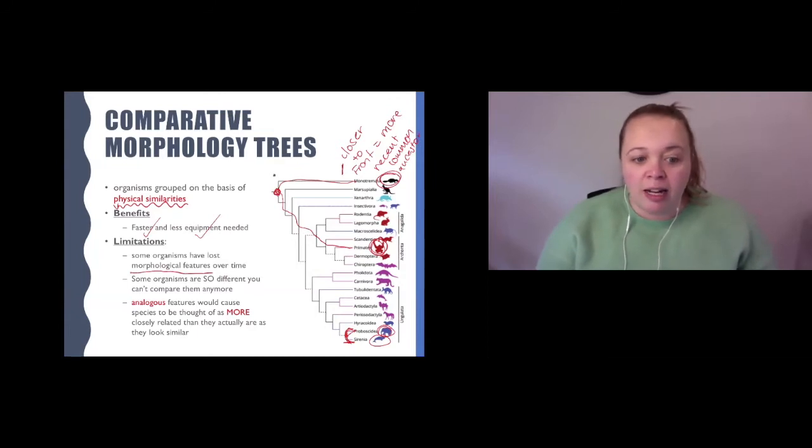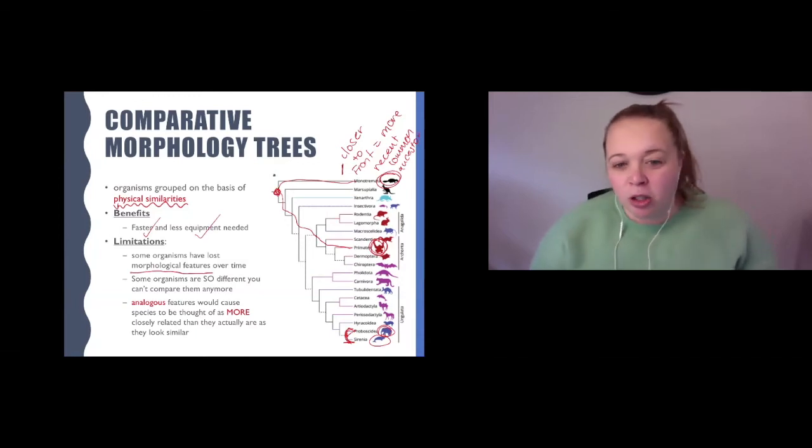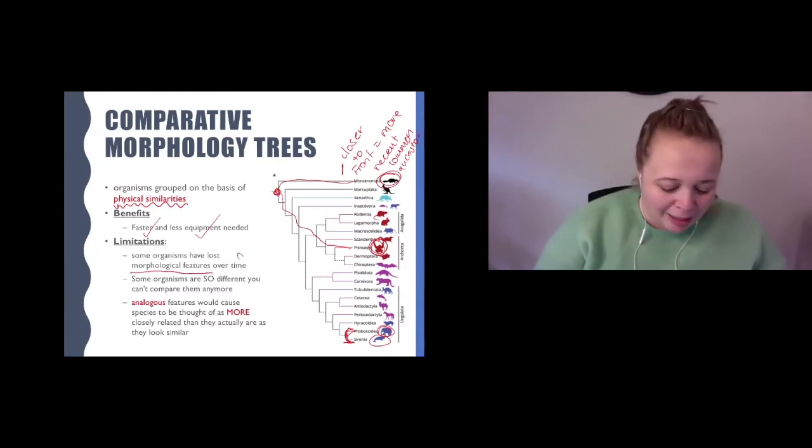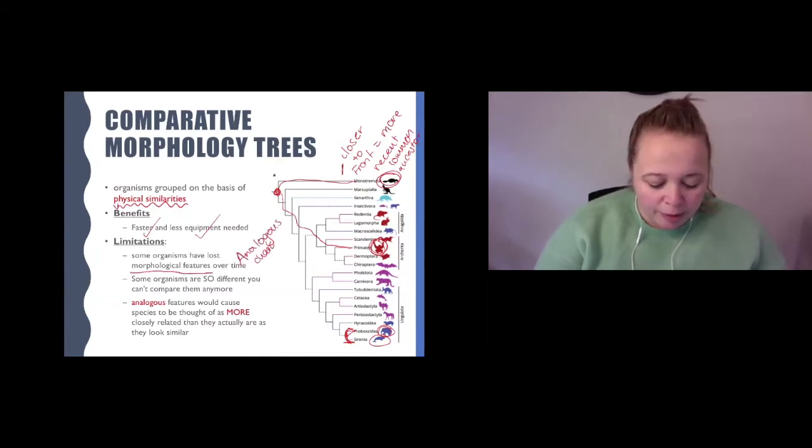So think about a whale. A whale lives in the ocean and it doesn't have back legs, but it's actually very closely related to an elephant or to a hippo, whereas you might think it's more closely related to a shark. So analogous characteristics here make it difficult.